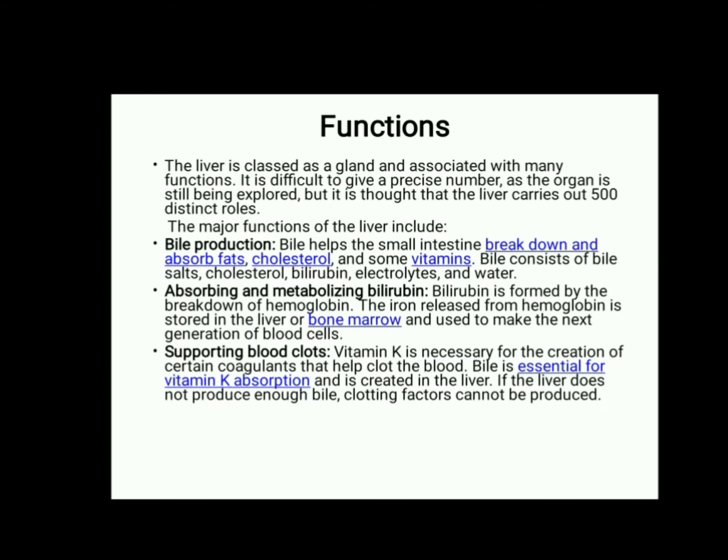Second function of liver, absorbing and metabolizing bilirubin. Bilirubin is formed by the breakdown of hemoglobin. The iron released from the hemoglobin is stored in the liver or bone marrow and used to make the next generation of blood cells.